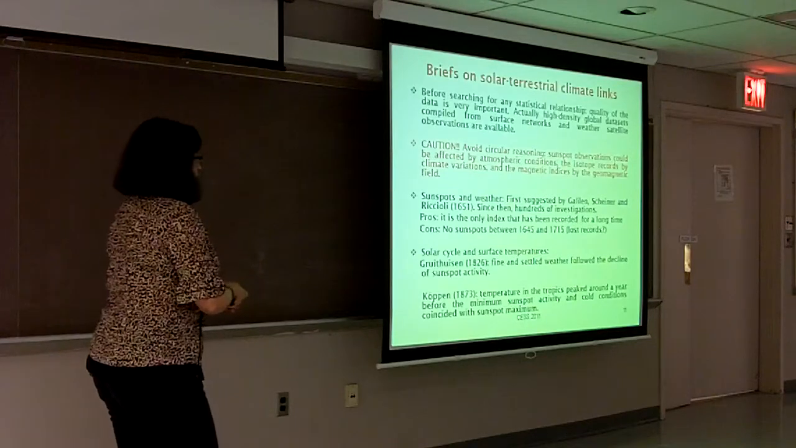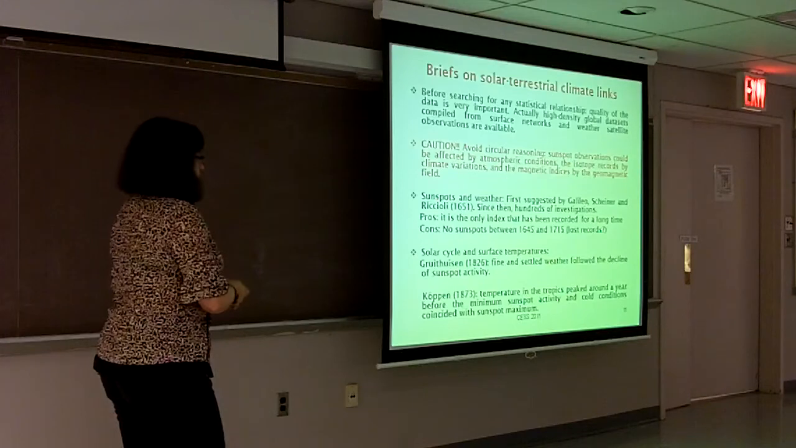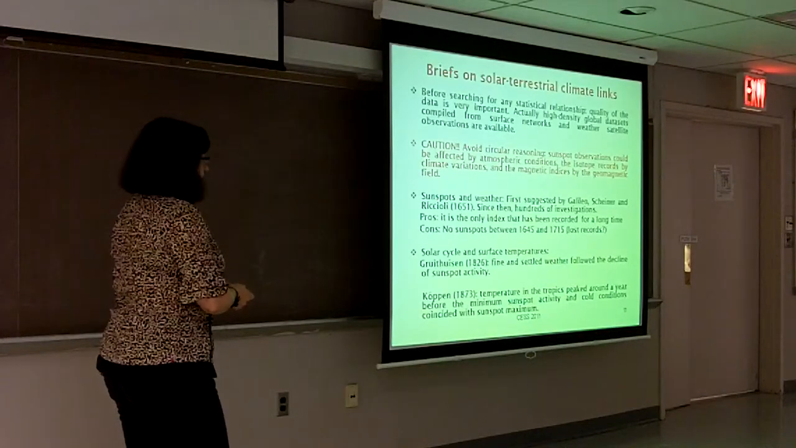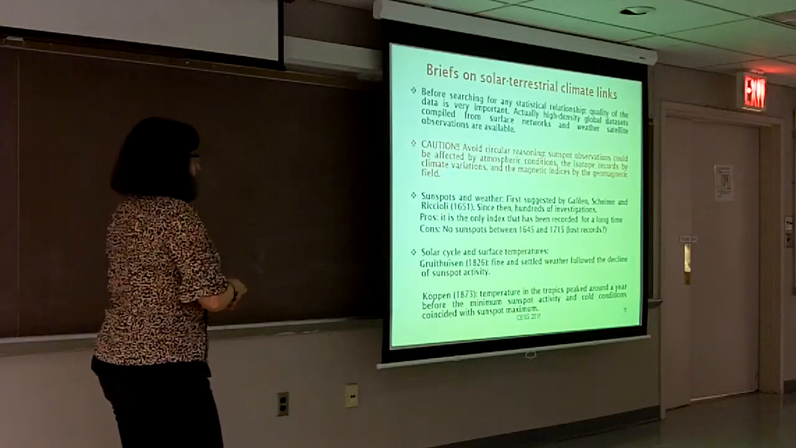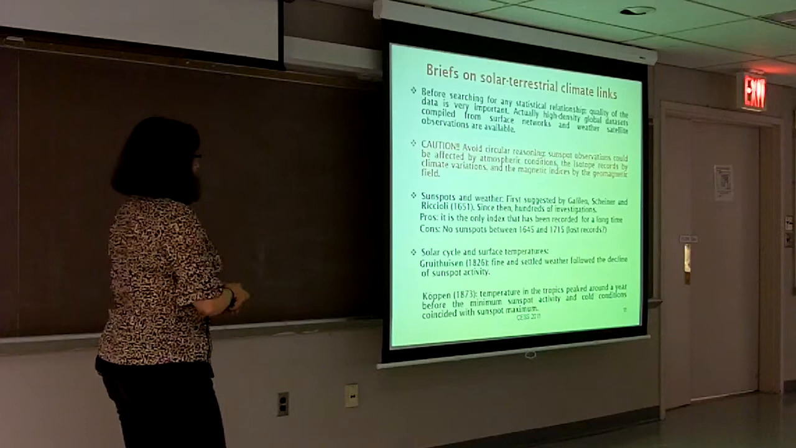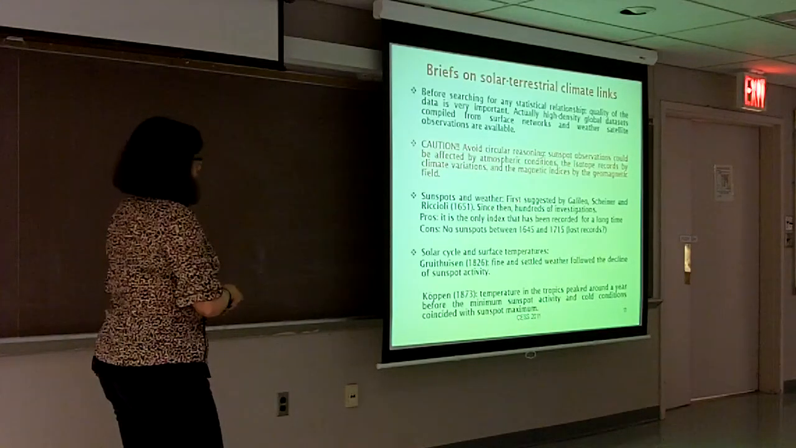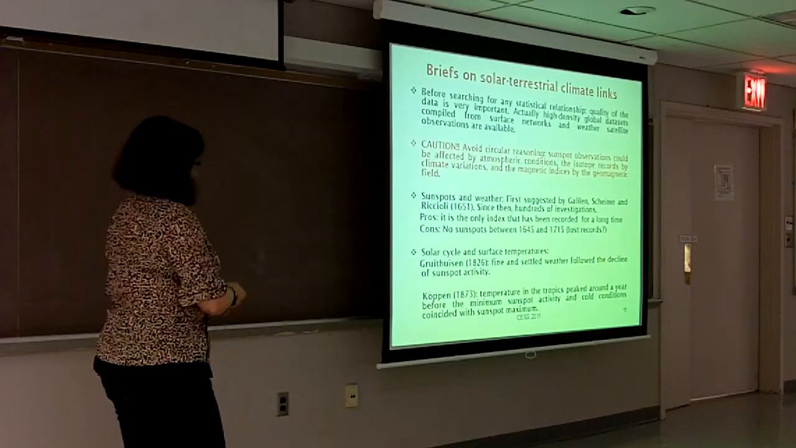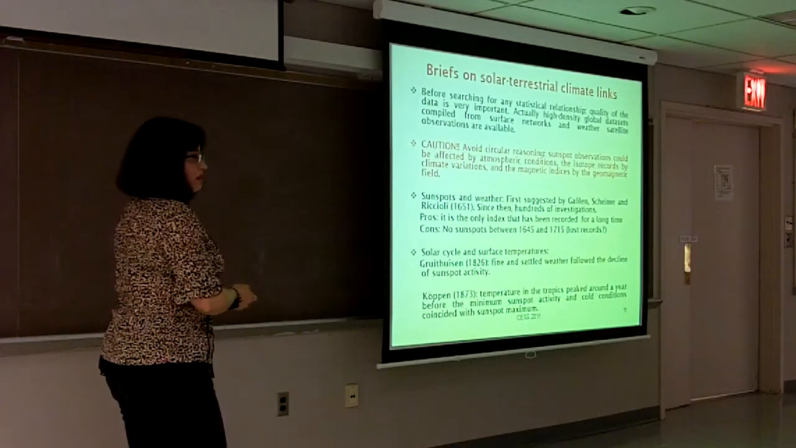So what about the sunspots and weather? Well, this type of problem was first suggested by Galileo in 1651, so it was a long time ago. And since then, a lot of work has been done in that sense. The pro of talking about sunspots and weather is that the sunspots are the only index that has been recorded for a long time. So this is one advantage.